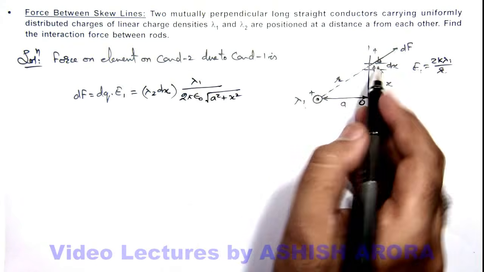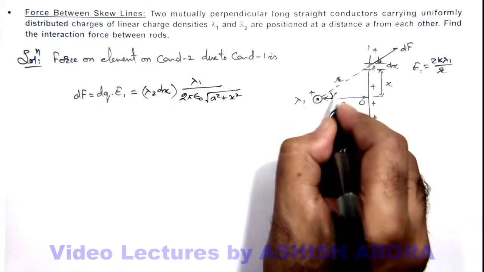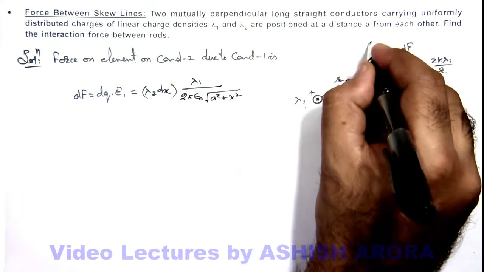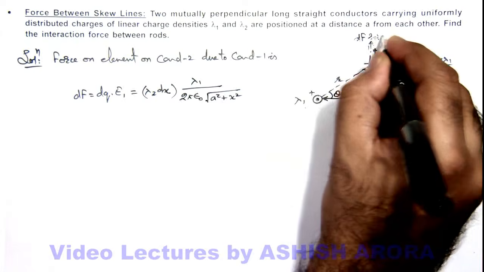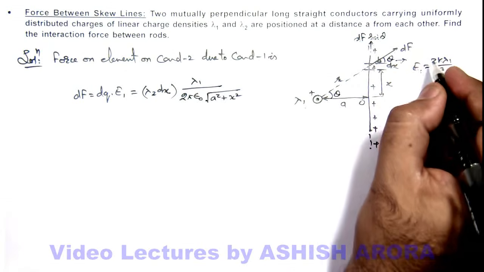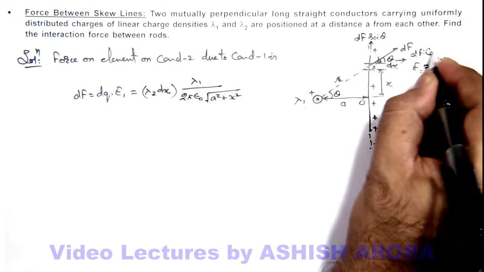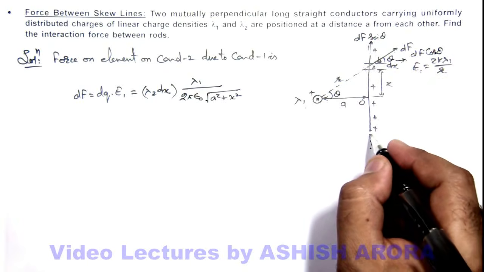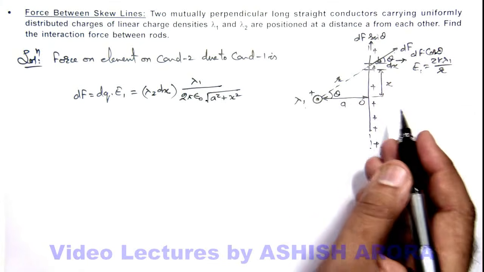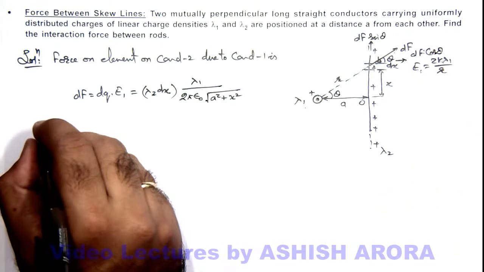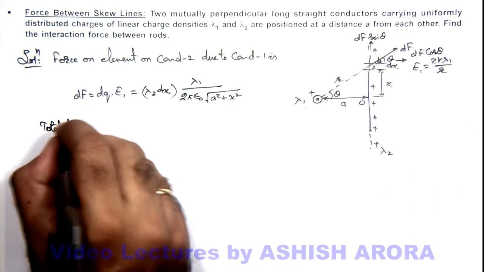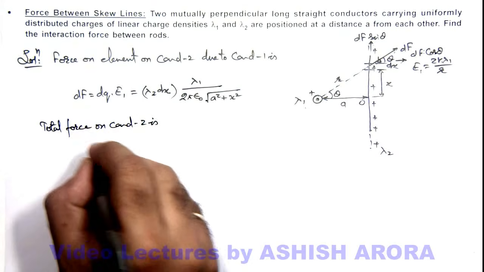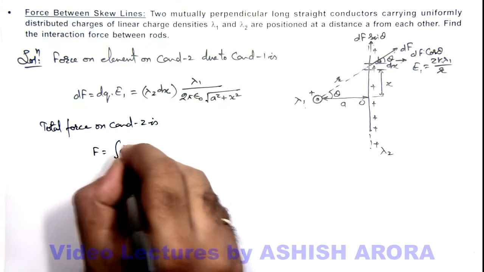If this is the force experienced on this element, and this angle is theta, this will also be theta. So this force will have two components. One is the upward component, that is dF sin theta. Another is the component in the horizontal direction, which is dF cos theta. If we consider a corresponding element on the other side, dF sin theta gets cancelled out and dF cos theta will be added up. So here we can write the total force on conductor 2 as the integration of dF cos theta.